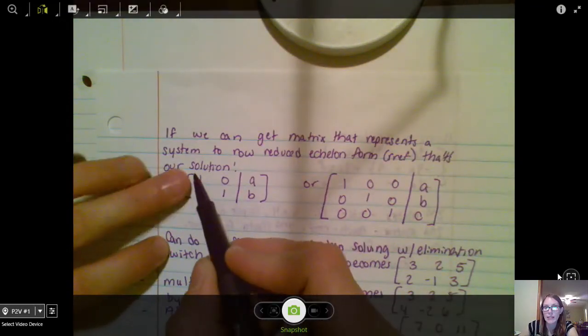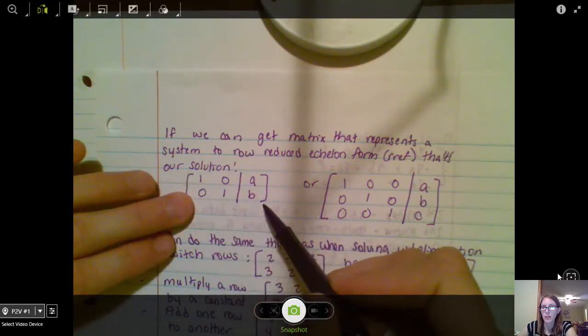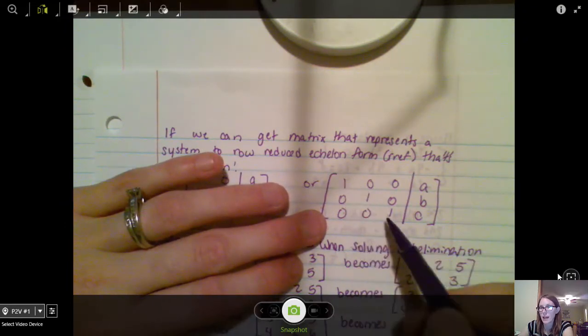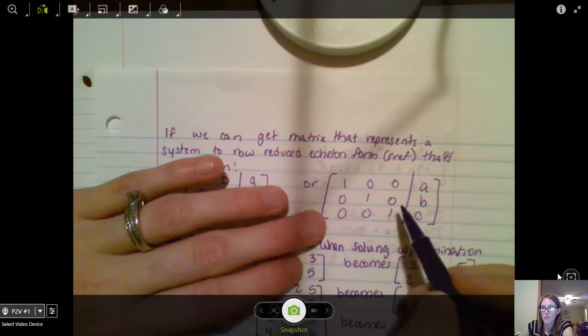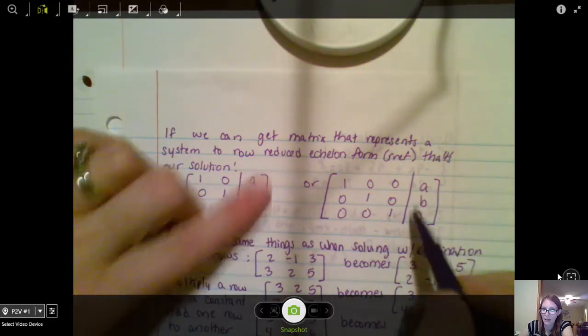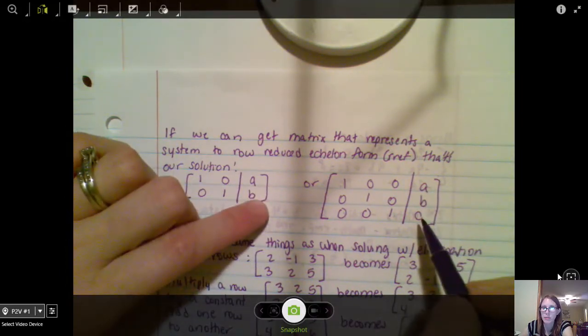In your last set, we learned about row reduced echelon form, which has ones diagonally and then zeros everywhere else. So this is a 2 by 3 matrix, or a 3 by 4 matrix, still the same idea: ones diagonally and zeros everywhere else. Don't forget, we still have our equal sign, so that far column on the right wouldn't, of course, have ones or zeros, unless that was part of your solution.